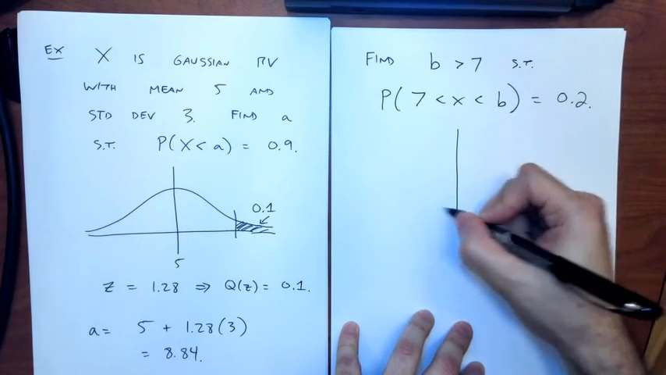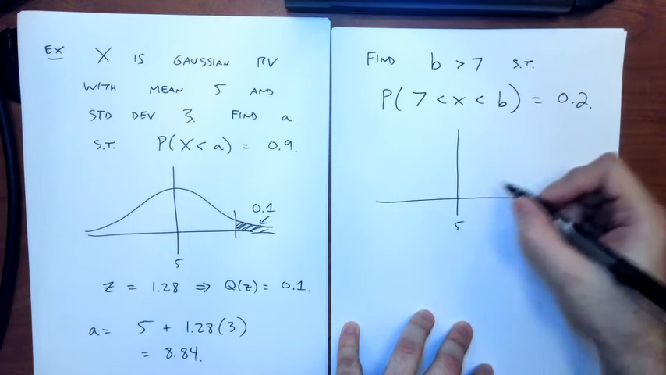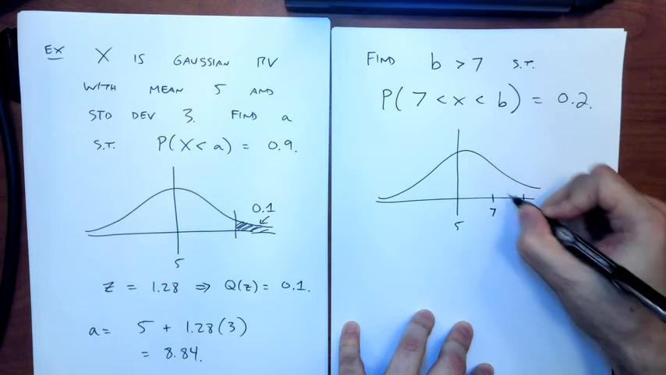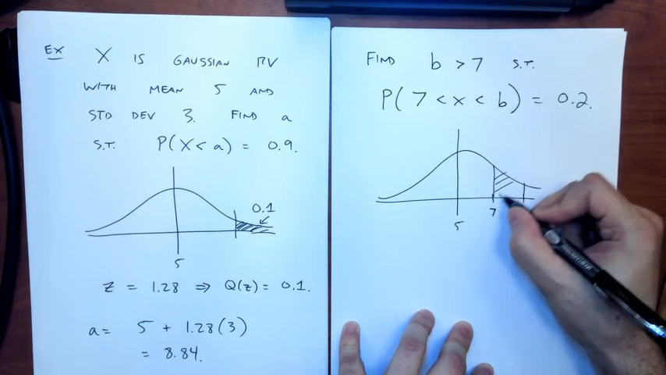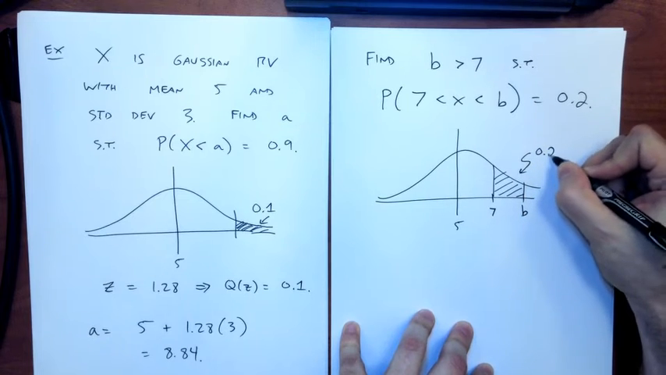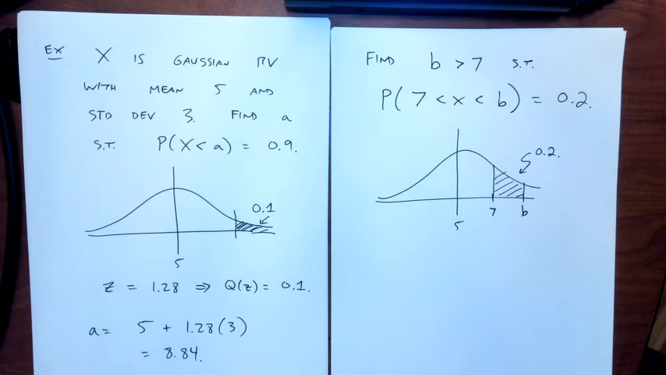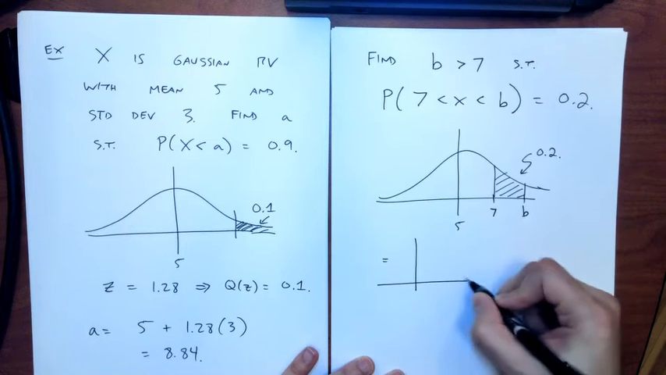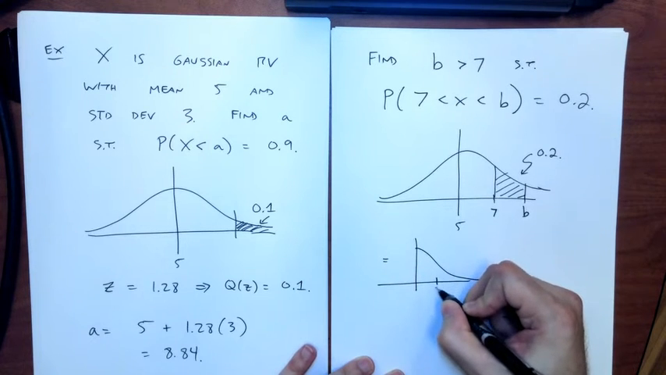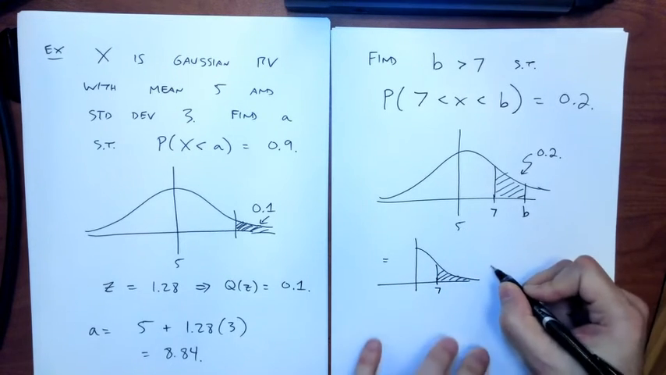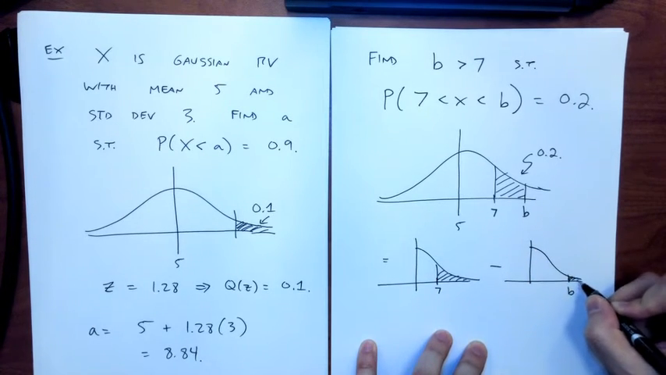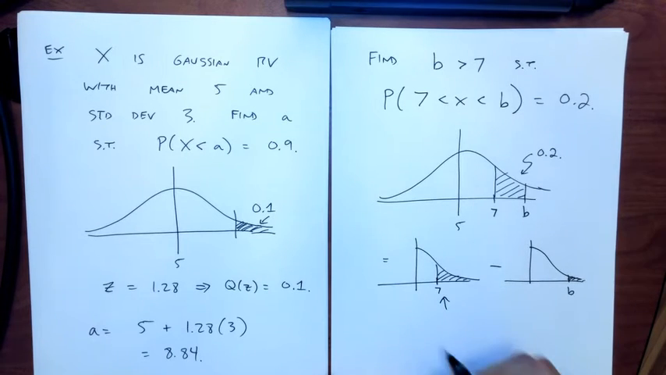So I think it always is helpful to draw the picture, right? Here I'm saying same Gaussian, 7 is at one end, b is at the other end, and I want to know what b is so that the area under the curve there is 0.2, okay? Well, I can start off by saying that this area has to be the full area of 7 minus just the part that involves b, right? So this part I can compute.